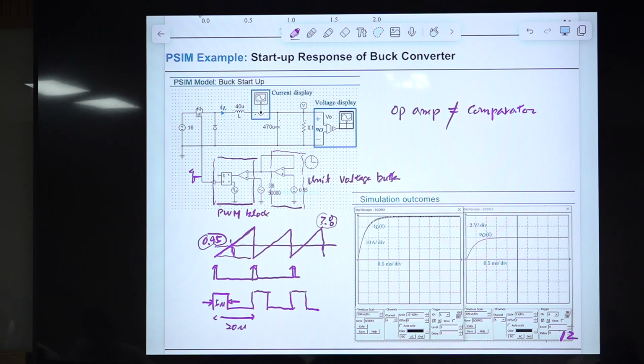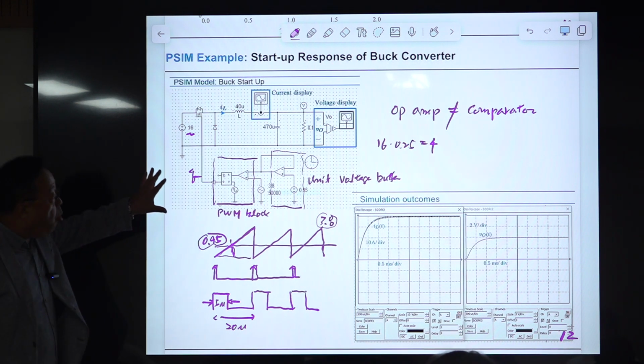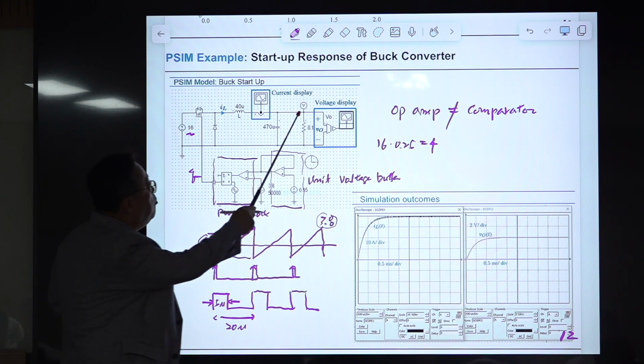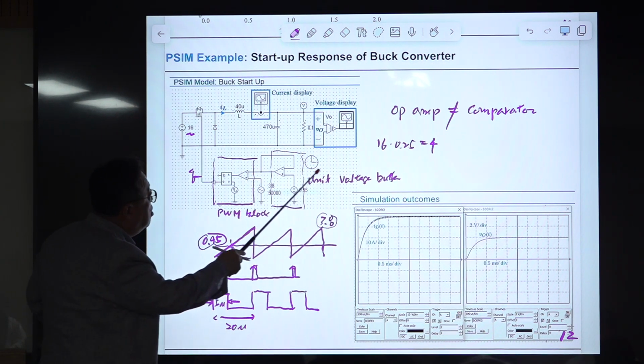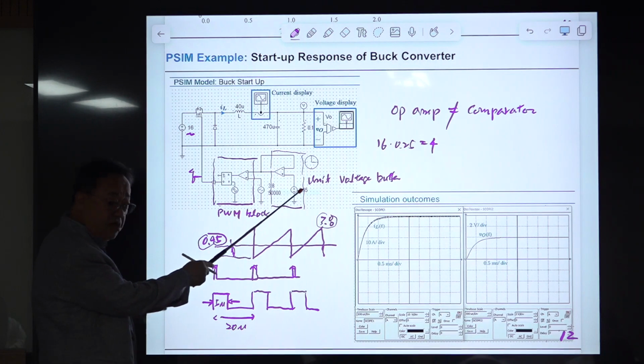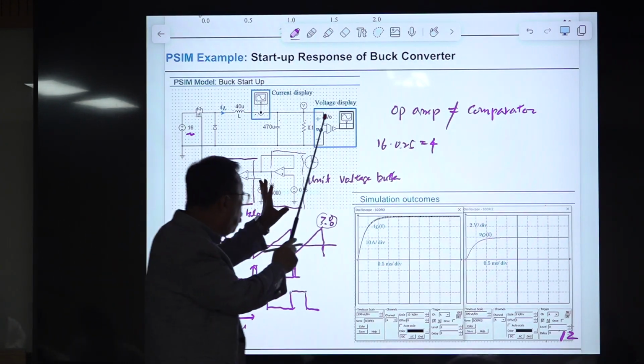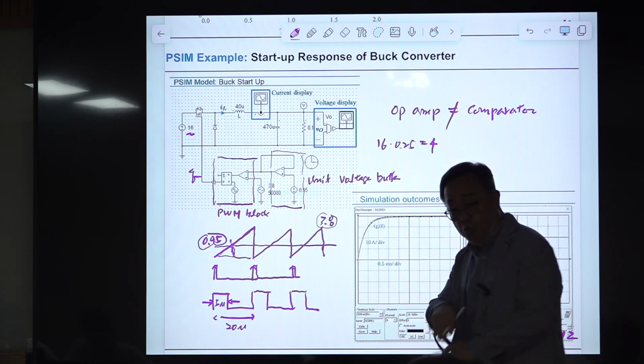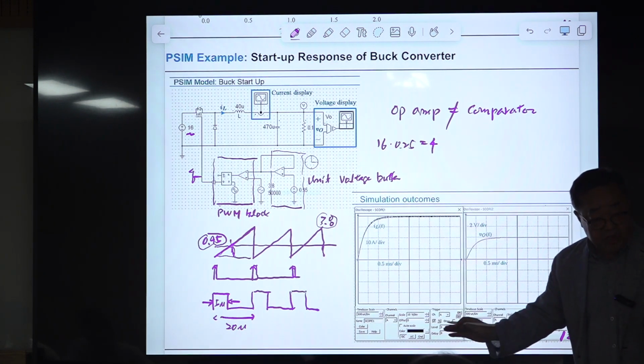Okay, and then the output voltage of this should be what? This 16 times 4. Right? So this is a PWM block, and this is the open loop operation of this converter. Open loop means usually the output is connected to here by some means. That is closed loop control. There is no loop between this output voltage and this PWM block. This is the open loop operation.